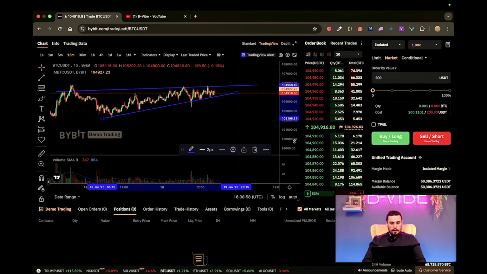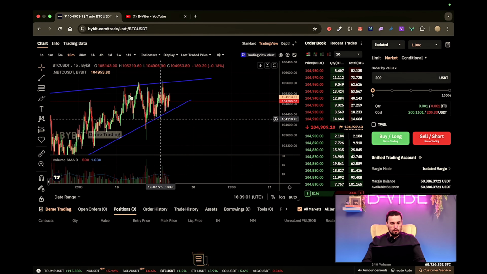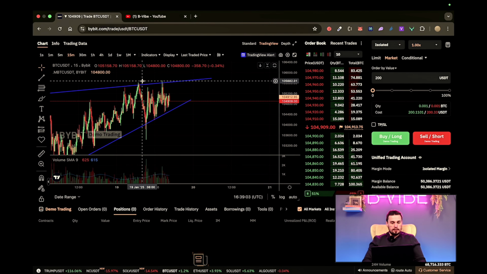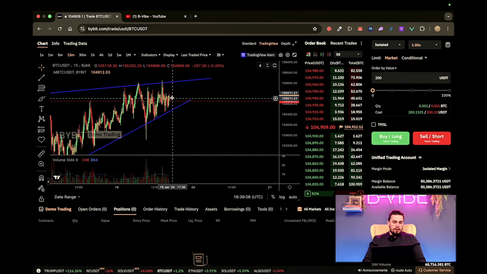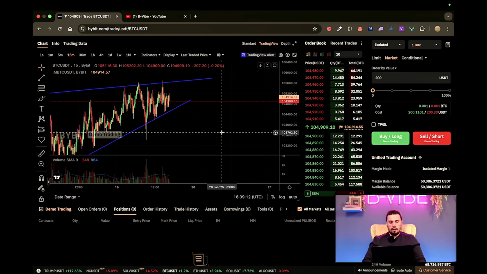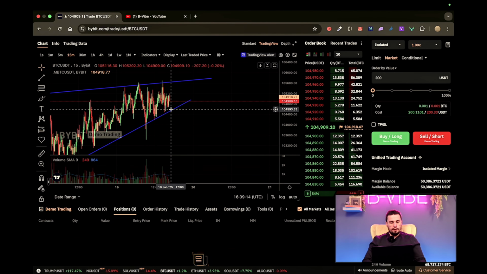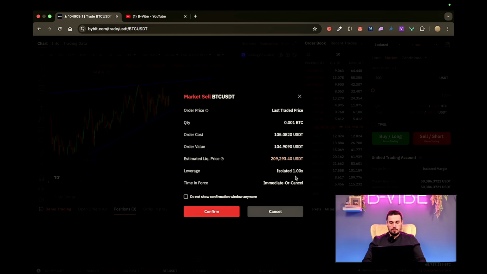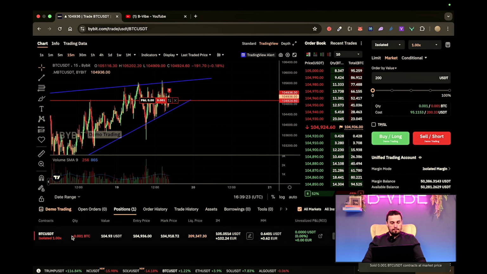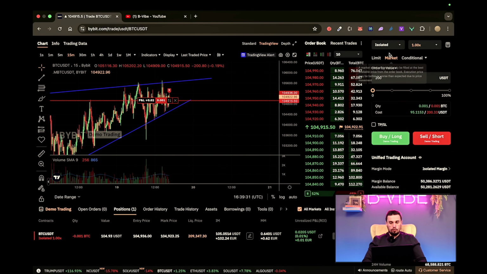Currently it is still within this funnel, if you're looking at this 15 minute chart, but currently the price is going down because the trend is that it will go down. And I say, okay, I will go and sell short because I want to see this price go here and retest this support line. I will press sell short. I will confirm, and basically here on the bottom you can see that I have entered the trade with a market order. So you have here the possibility to select a limit, market, or conditional order.